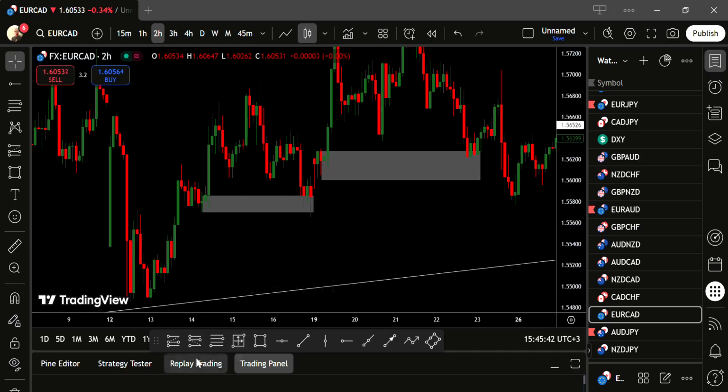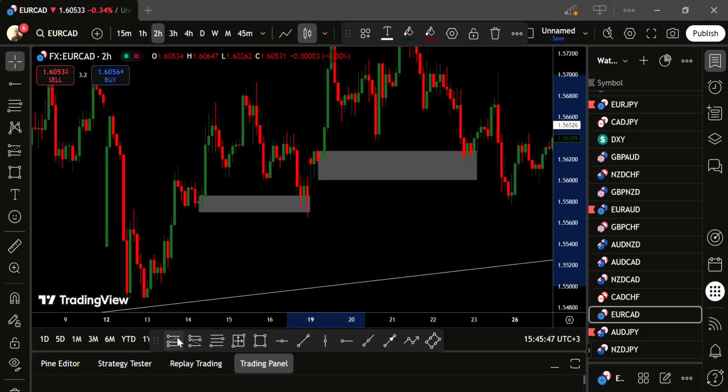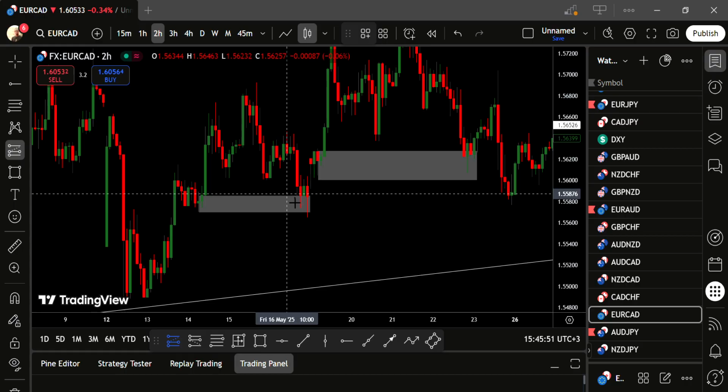demand zone like that. Put your pending orders here.